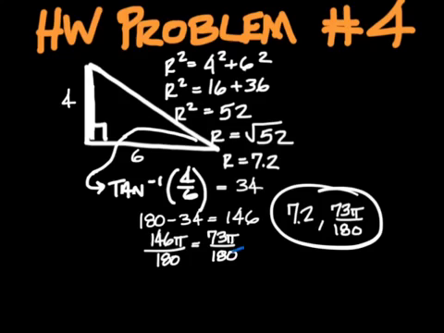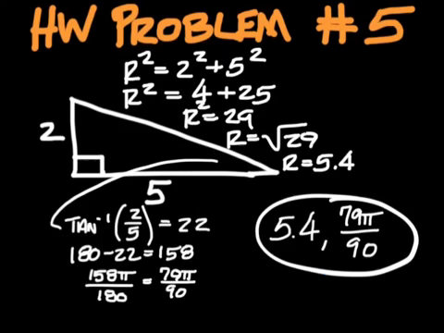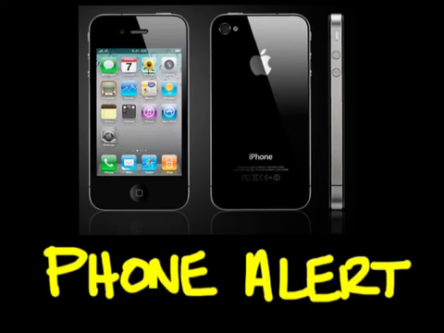Correction to be made here. This should be a 90 there and a 90 here. Answer to number 5 is 5.4 and 79 pi over 90. I have 11 pi. How was that even?